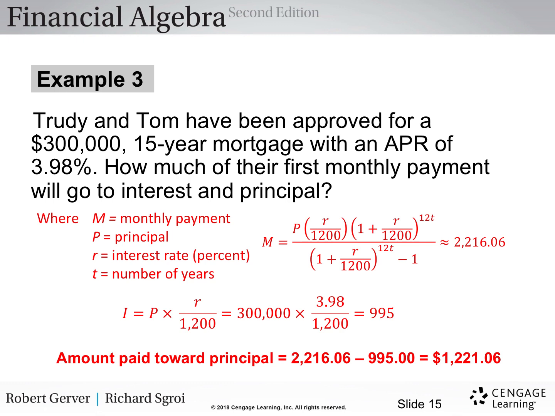So now we know the monthly payment is $2,216.06. We know that of that, $995 is going to be interest. So if we subtract those two numbers, we come out with $1,221.06 goes to the principal.